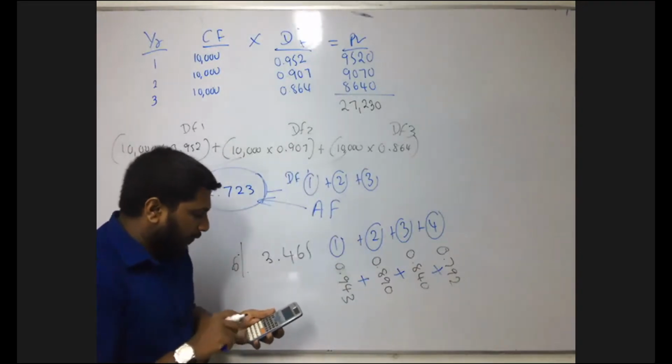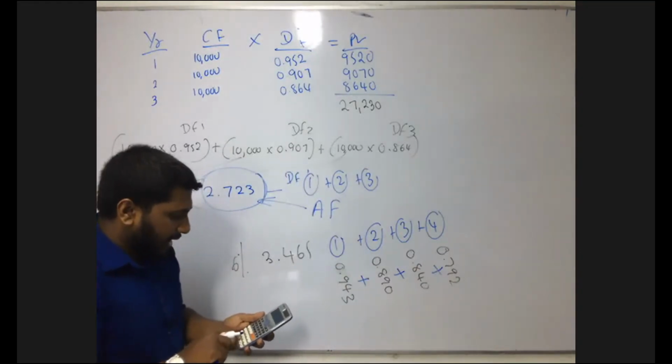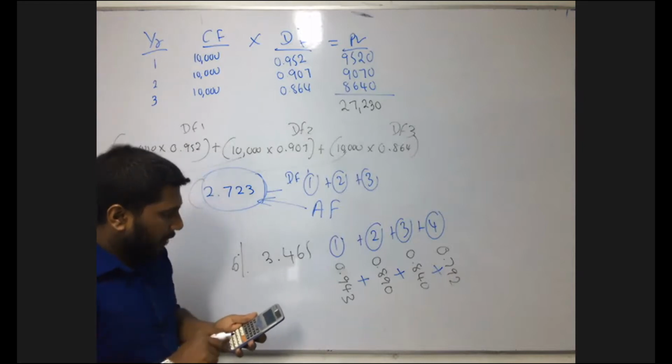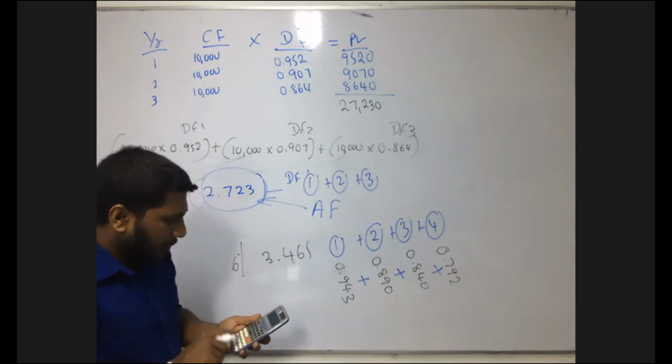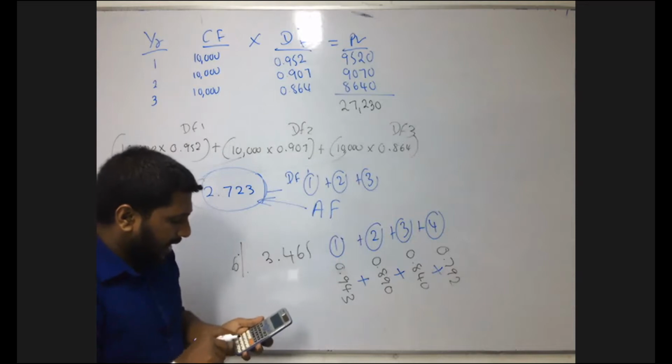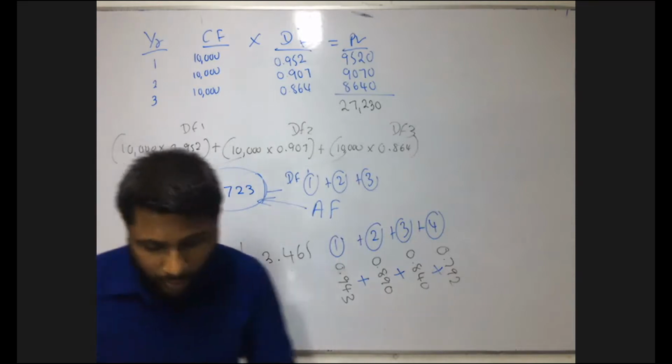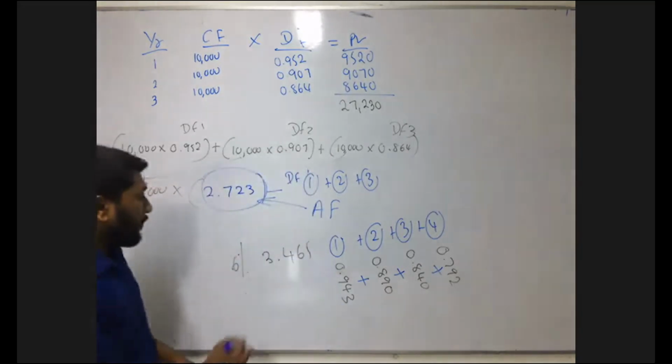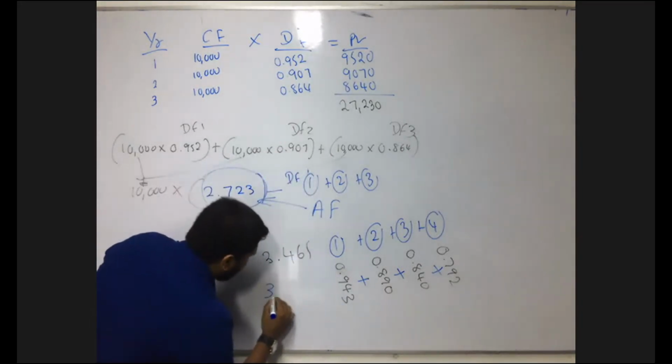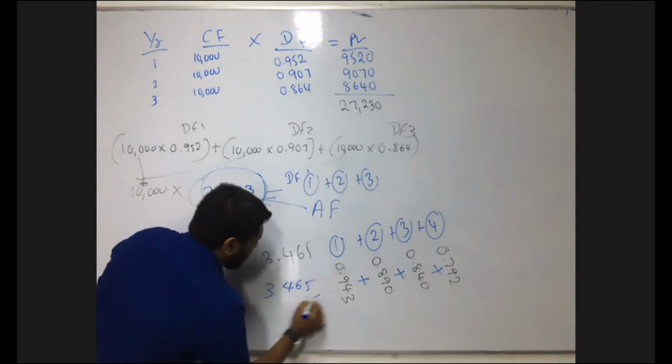0.943 plus 0.890 plus 0.840 plus 0.792. How much is that? You are getting 3.465. Here you are getting the exact answer 3.465, guys.